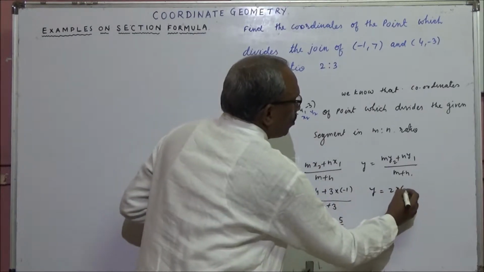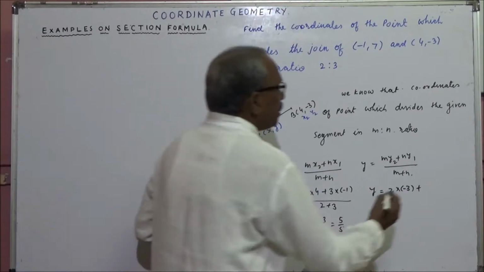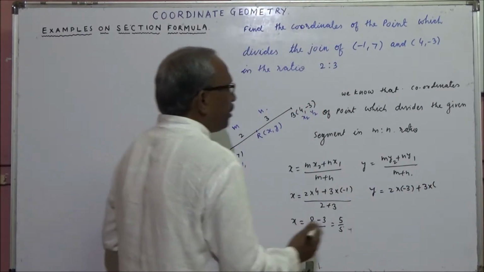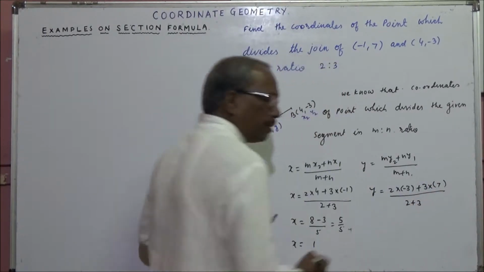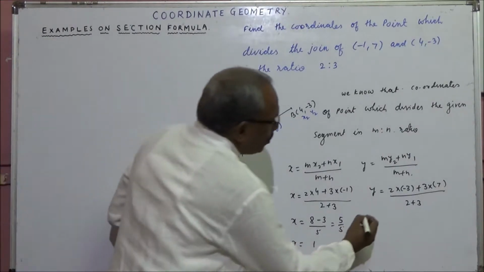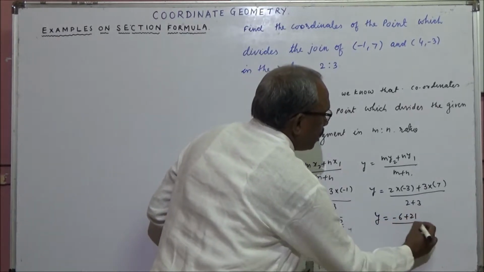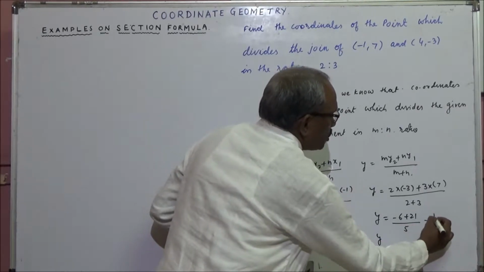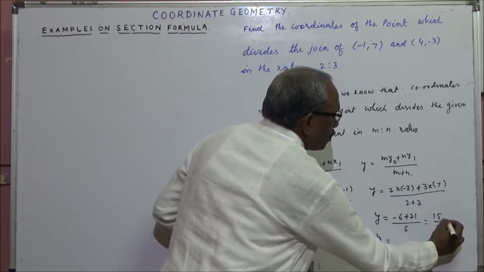So similarly we can calculate y is equal to m is 2, y2 is -3, plus n means what? 3, into y1. y1 means what? 7, upon 2 plus 3. Okay? So therefore y is equal to -6 plus 21 upon 5. So y is equal to 15 upon 5. y is equal to 3.